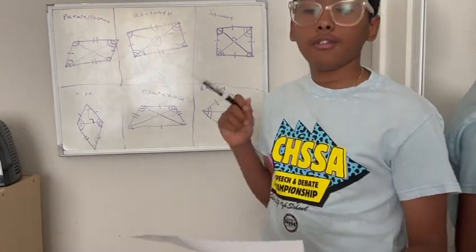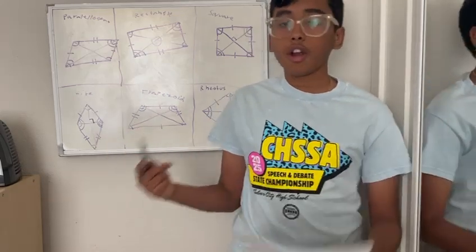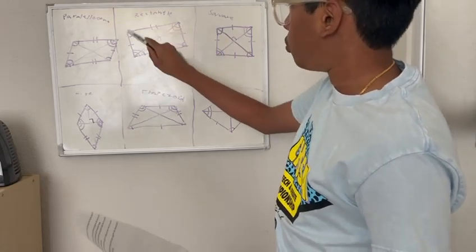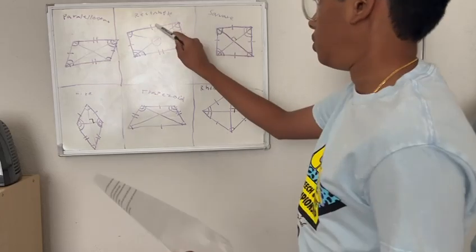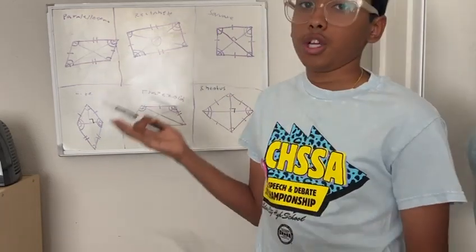These shapes are very different from each other, but they do share many similarities. For example, a square is similar to a rectangle because they both have 4 right angles and opposite sides that are parallel and equal to each other.